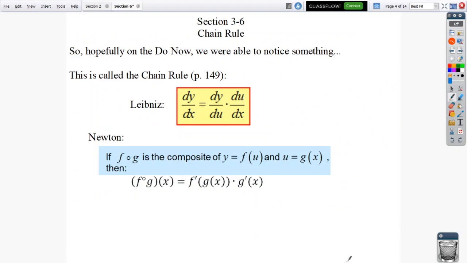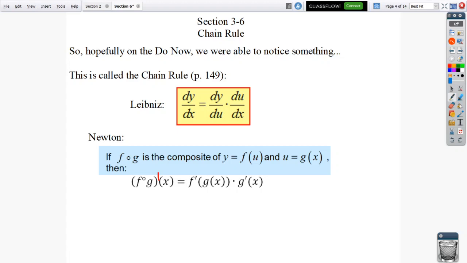Here, you're going to need to know the chain rule. The chain rule says dy dx is dy du times du dx. The derivative of y with respect to u times the derivative of u with respect to x. If f of g is the composite of y equals f of u and u equals g of x, then f of g of x prime is equal to f prime of g of x times g prime of x. And again, we will get to what all of this stuff means. It looks complicated, and kind of is, but we'll get there.